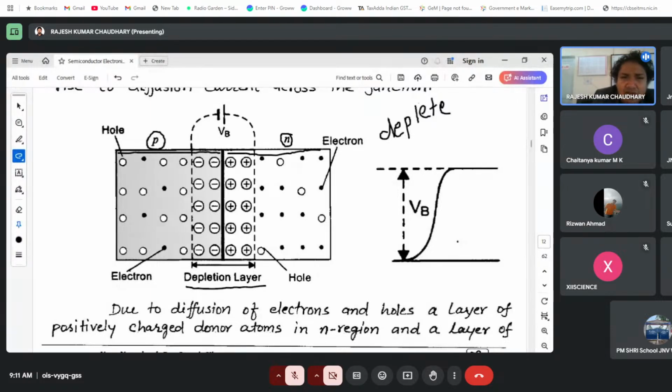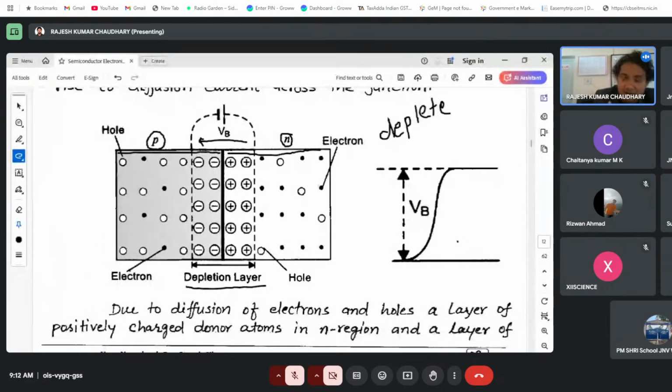And due to this, one electric field will be created, which is in the direction of positive to negative. We know that the direction of electric field is always from what? Positive to negative. So this induced electric field will prevent further diffusion of majority charge carriers.